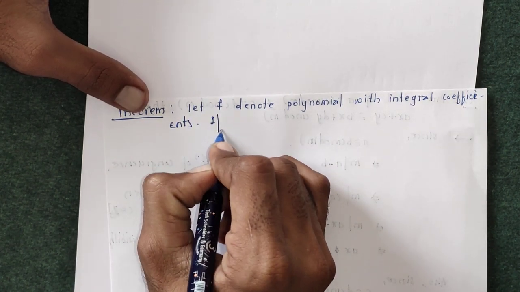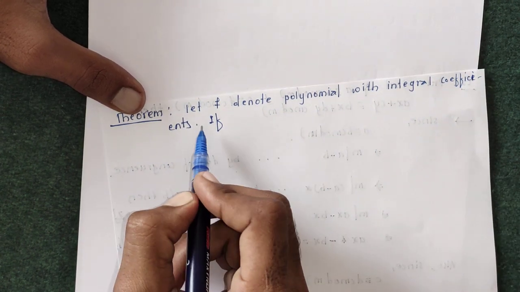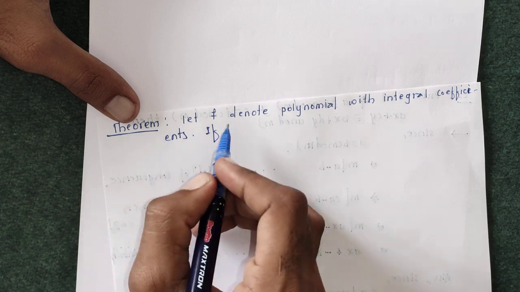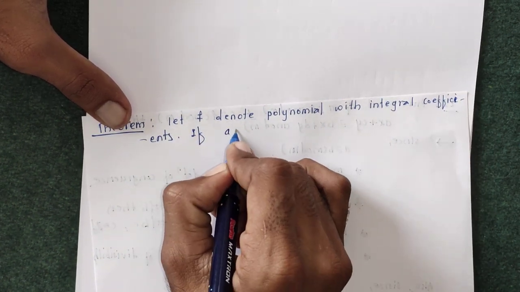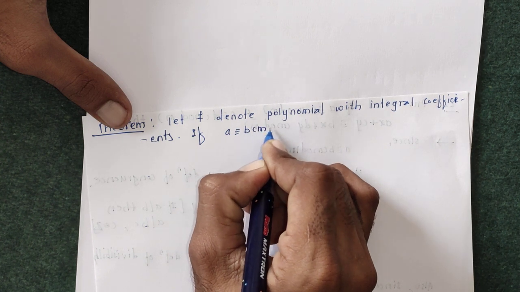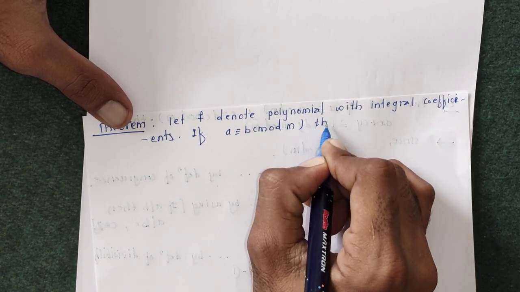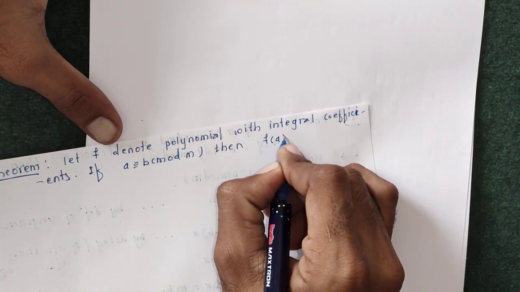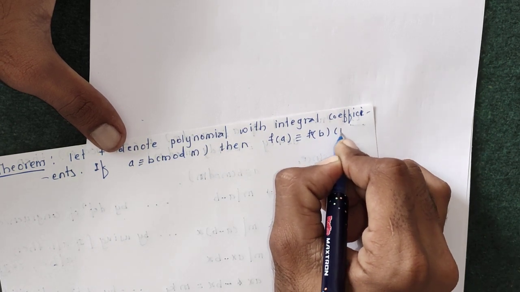If f denotes a polynomial with integral coefficients, it means f is a polynomial in which the coefficients are integers. And if a is congruent to b mod m, then f of a is congruent to f of b mod m.